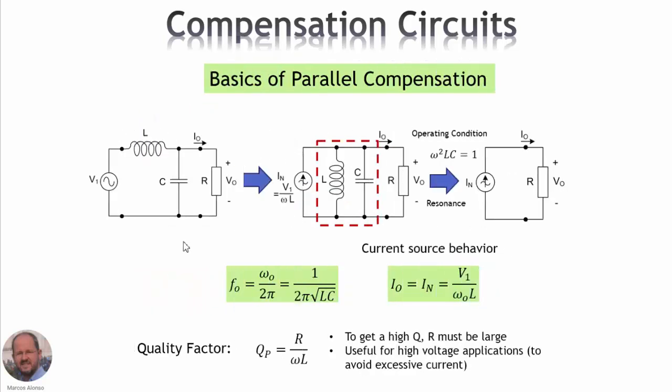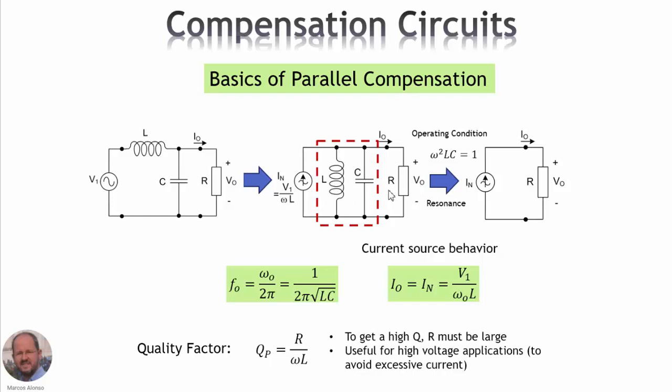The other compensation circuit is the parallel compensation. So here we have an example in which we have our voltage source, an inductor, a capacitor, and then our load R. So we can make an equivalent circuit, which would be as shown in this circuit here. This part of the initial circuit can be made equal to a current source with a value V1 over omega L, and then we have our inductance L, the capacitor C, and the load resistance.